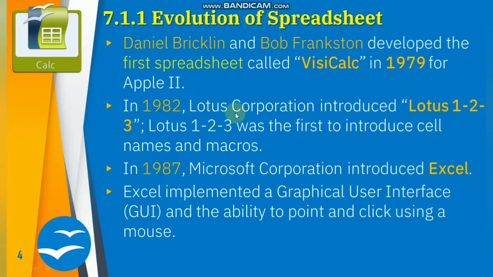And then in 1982, Lotus Corporation introduced Lotus 123, and it was the first to introduce cell names and macros. Okay, so we will discuss these macros later in our chapters. So cell names, I will show you some examples of VisiCalc, Lotus 123, as well as Excel. Then in 1987, Microsoft introduced MS Excel. So we know this already. MS Office is also an office automation tool. Excel implemented a graphical user interface, GUI, and the ability to point and click using the mouse.